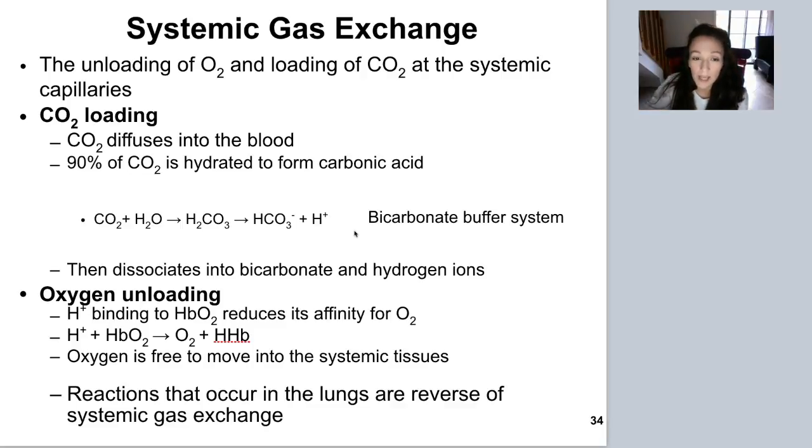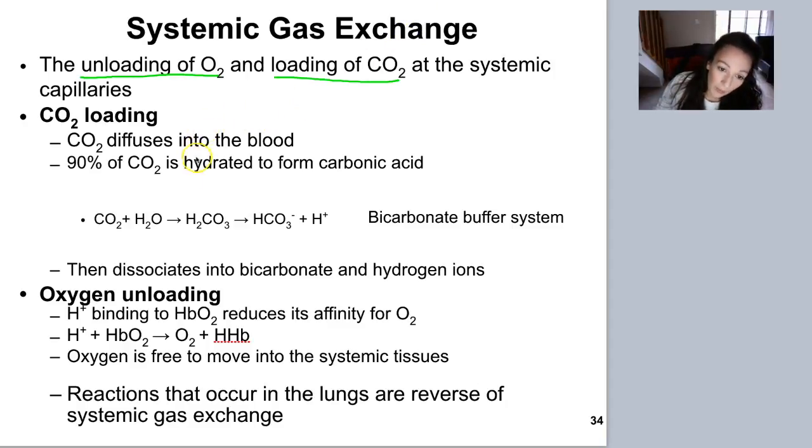So this is where we have the unloading of oxygen. Oxygen is going to be unloaded from hemoglobin in the blood and cross through the capillary wall to go into the tissue to nourish the cells. And now we're going to have the loading of carbon dioxide, where carbon dioxide comes out of the tissues. It's a waste that builds up in the tissue. It's going to come out of the tissues and diffuse its way into the systemic capillaries and into the bloodstream. So this is what we're going to examine in this section.